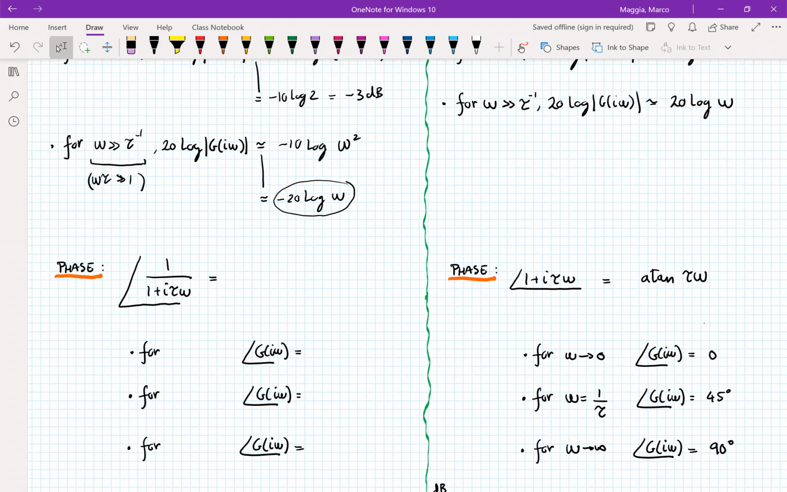When it comes to the phase, well, this is simply minus arctangent of the imaginary part, tau omega, divided by the real part, which is simply 1. So that's it. And once again, let's see what happens when the frequency tends to 0, then the phase tends to 0 as well. For omega equal to the cutoff frequency, we have minus arctangent of 1, therefore minus 45 degrees. And for the frequency that tends to infinity, or is much greater than tau to the minus 1, the phase tends to minus 90 degrees.